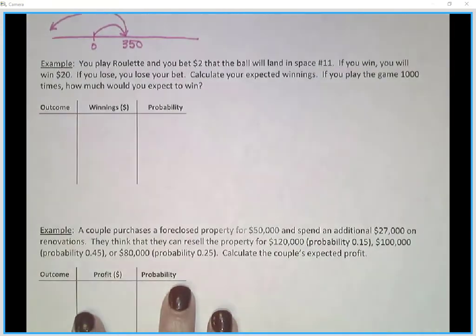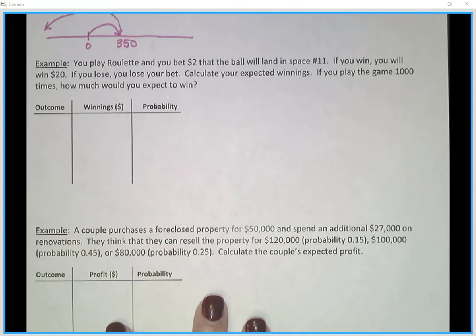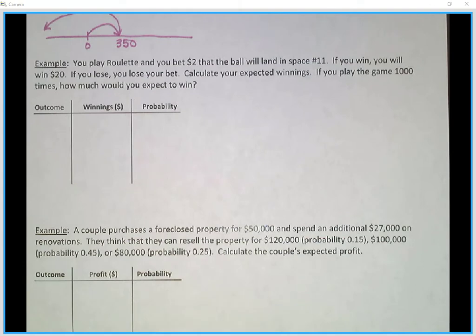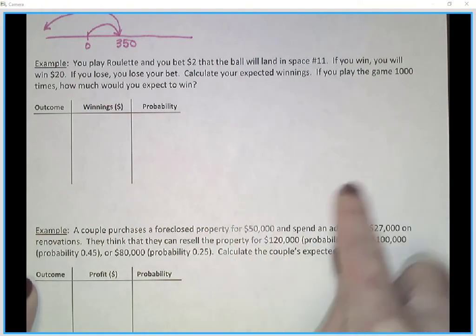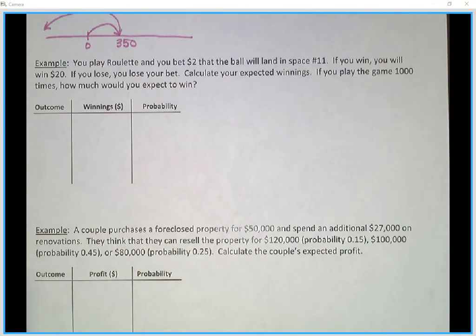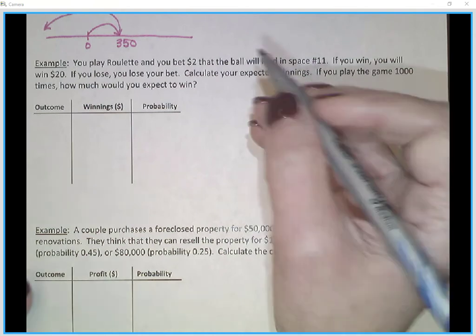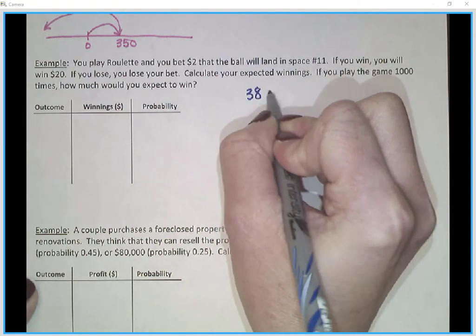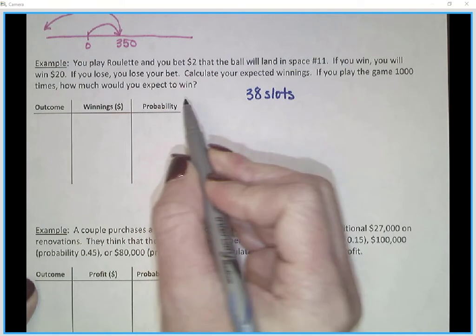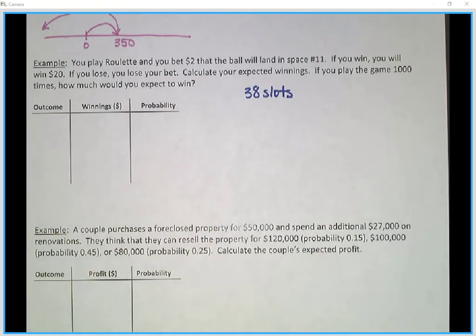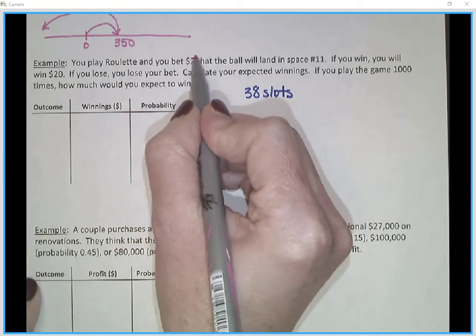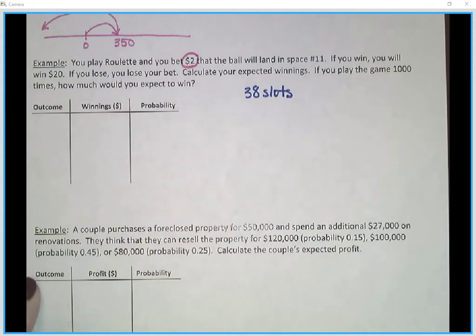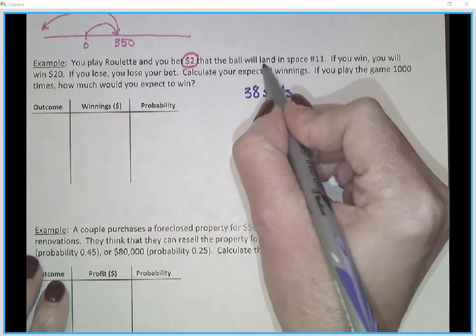Let's look at this one. This one is different because it's talking about winnings. It says you're going to play roulette. You're going to bet $2 that the ball is going to land in space number 11. So remember, this is that big wheel with the red and the black slots, and there's 38 slots on the roulette wheel. And you're betting on space number 11, and there's only one space number 11, and you're betting $2 that it lands on that space right there.